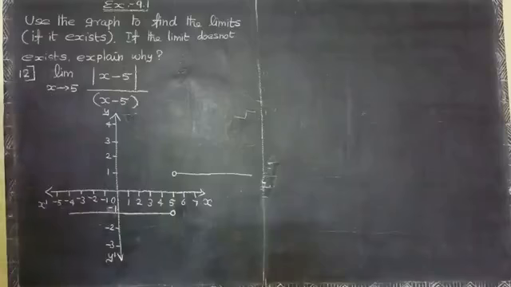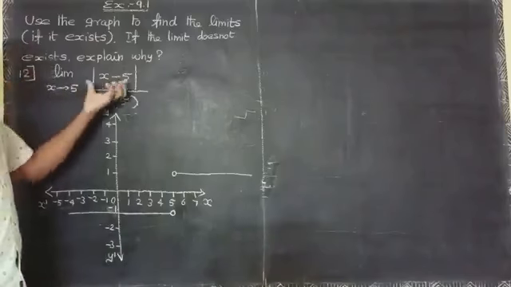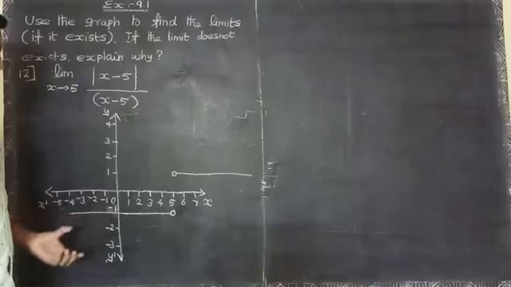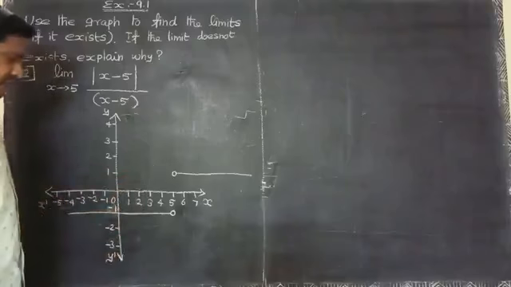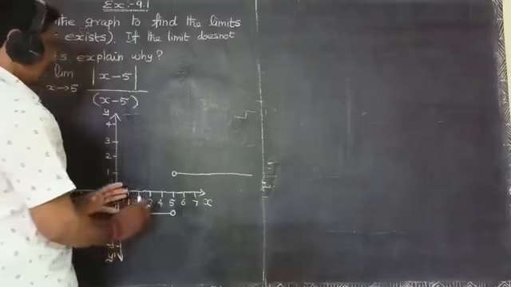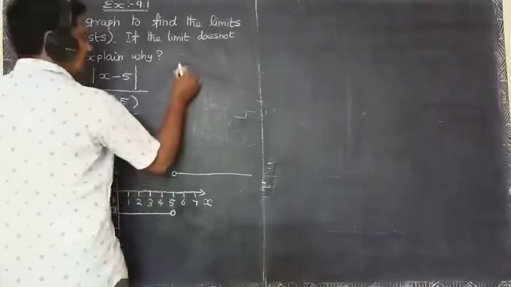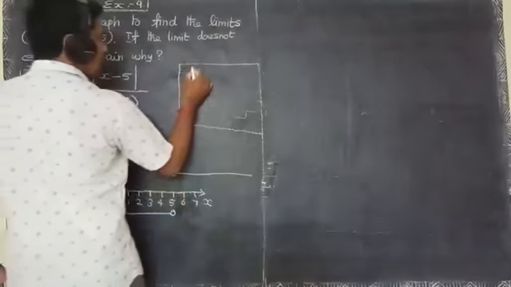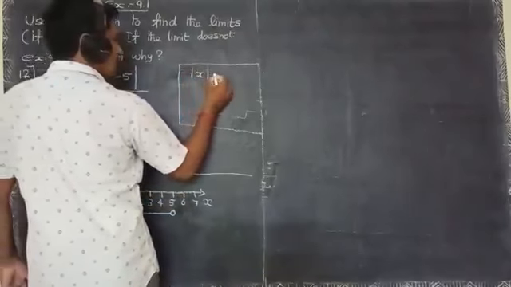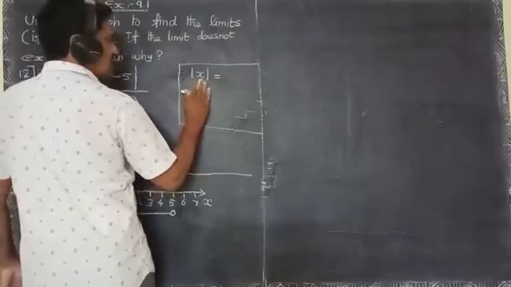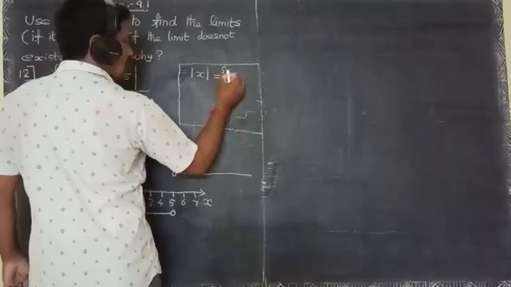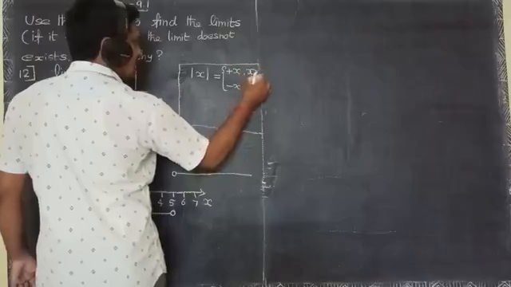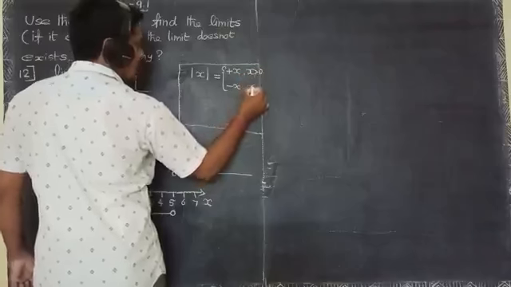Question number 12. Limit x approaches 5 of the absolute value function |x minus 5| divided by the factor x minus 5. This is the given figure. Here, the absolute value function, this is rough work. Modulus of x is equal to a function which can be written as plus x or minus x. Plus x means x greater than 0, minus x means x less than 0.